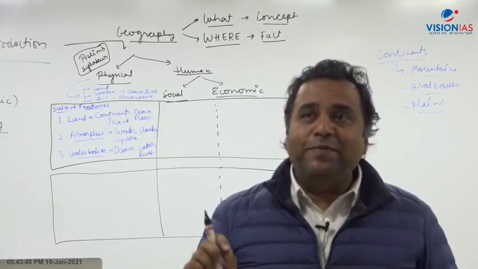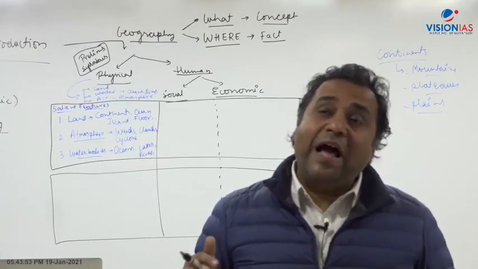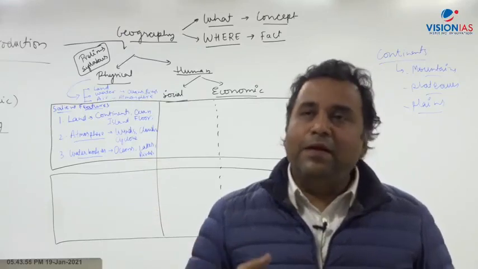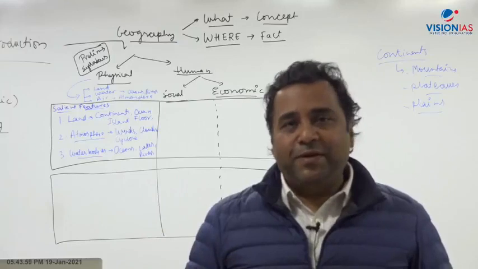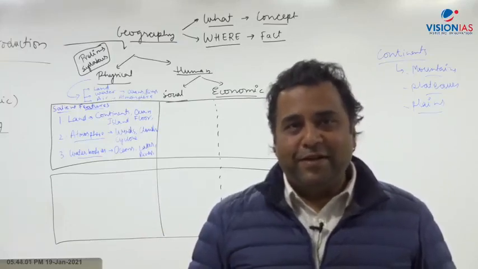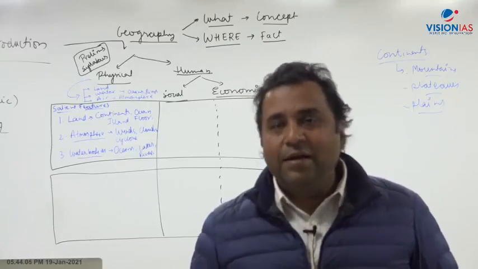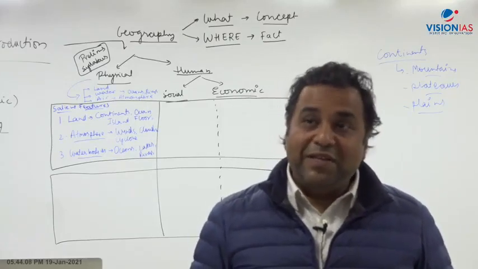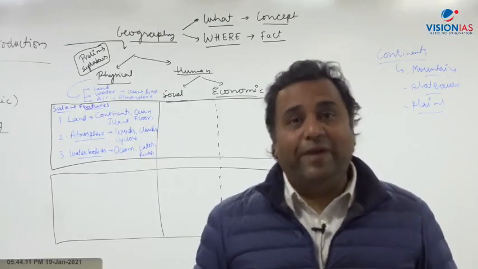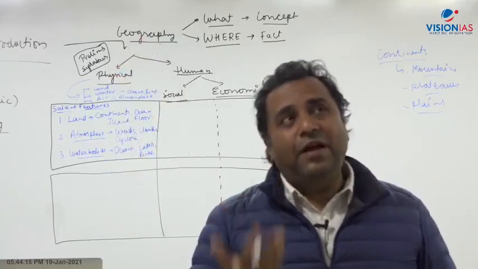Because many times, in the class, many people ask questions, sir, what will happen if? In geography, what will happen if doesn't have much space. Okay, in geography, what has space? Sir, this is happening here. Why? Do you get it? So first you have to see what is happening where, and then you have to ask why. It's not like, sir, if this will happen, then what? If that will happen, then what?